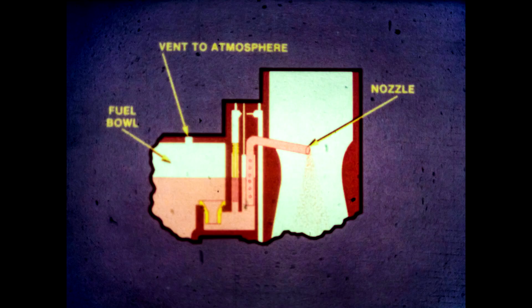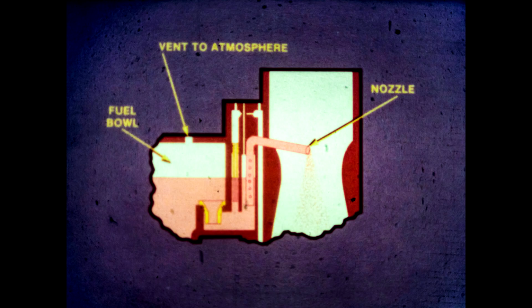Let's relate the bug spray to a carburetor. The fuel bowl stores fuel, like fluid in the bug spray container. The nozzle is like the bug spray pickup tube. During the engine intake stroke, the piston moves down, creating low pressure in the cylinder and intake manifold. Atmospheric pressure outside the engine forces air through the carburetor to the low pressure area.